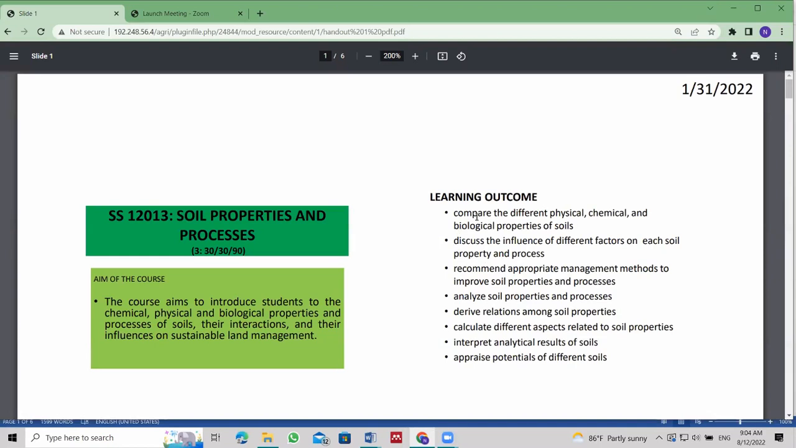So the first learning outcome is to compare the different physical, chemical and biological properties of the soils. We have studied many physical properties, chemical properties and biological properties, so you should be able to compare them. If you are asked to compare, you have to tell the similarities as well as the differences between two aspects. Okay, and discuss the influence of different factors on each soil property and process.